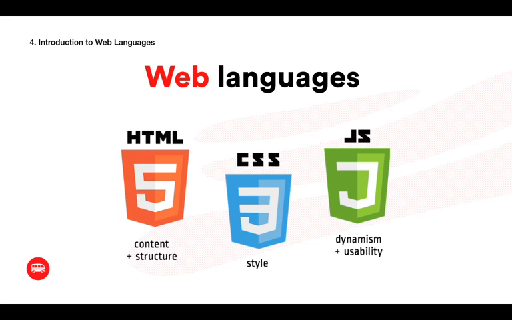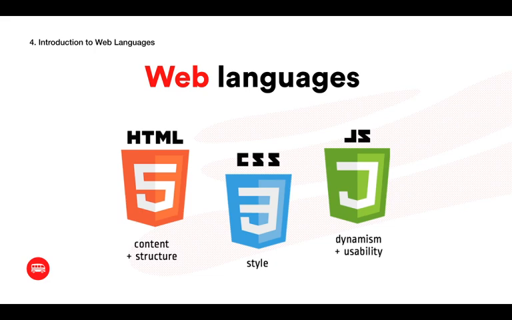The second coding language that we have here is CSS. CSS stands for Cascading Style Sheets, and it provides the design, the style, to your website. It helps position different elements on the page, it helps provide color to your content, background images, basically the style. It's what makes your website look good.